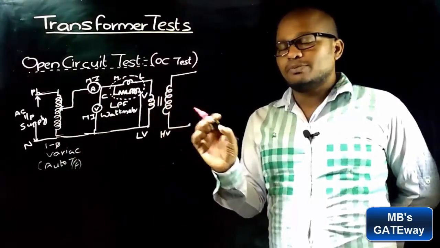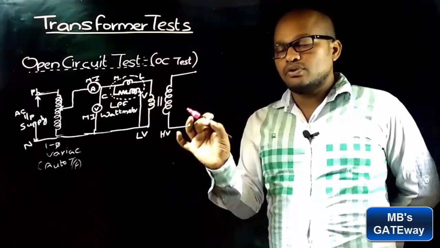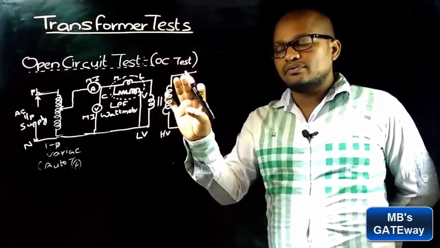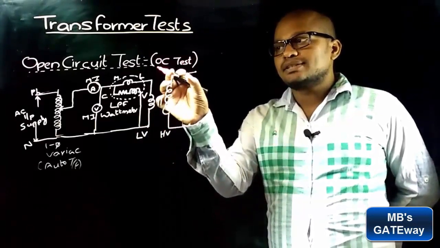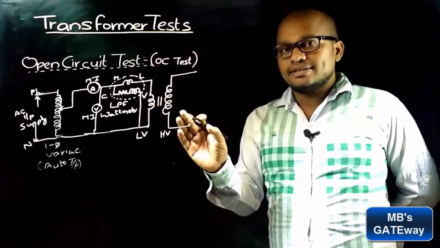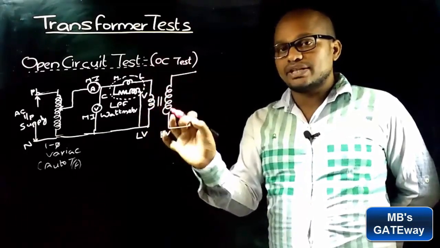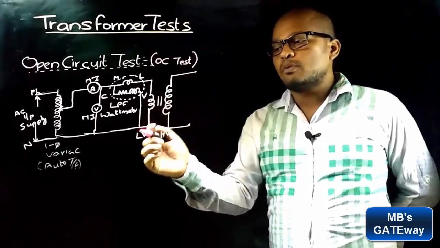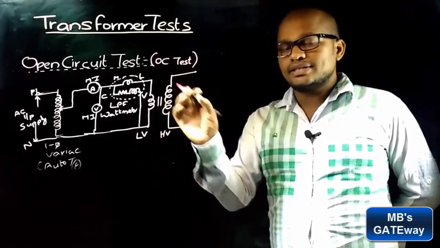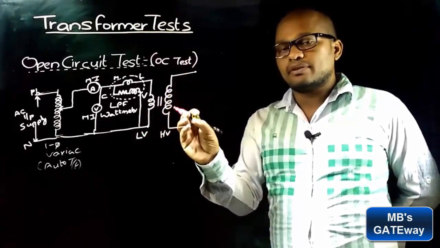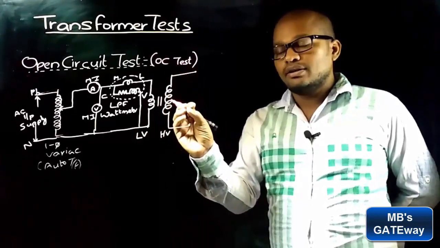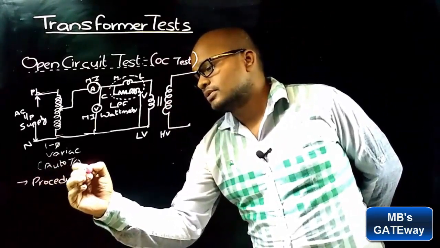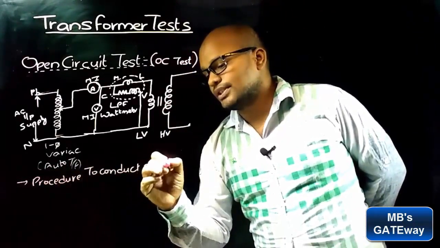Here the important point that you must keep in mind is that OC test is preferred to be performed on the LV side of the transformer and HV is left open. As here one side of the transformer is left open, this test is called open circuit test. This test is preferred to be performed on the LV side, which means it can be performed on any side of the transformer, but it is preferred on the LV side. In this discussion we will also see what happens if we perform open circuit test on the HV side with the LV side open.